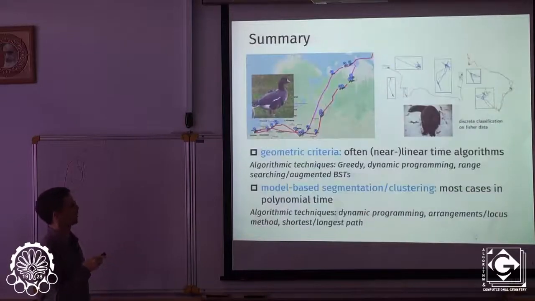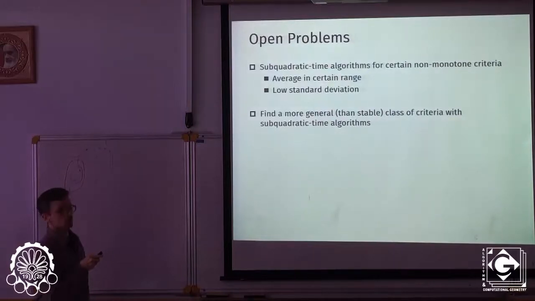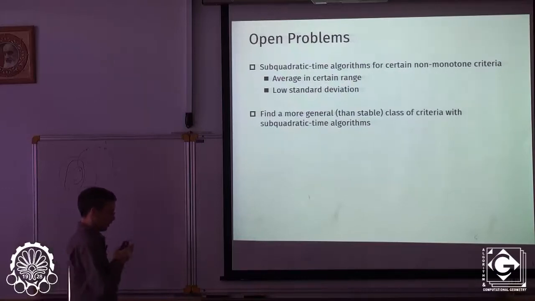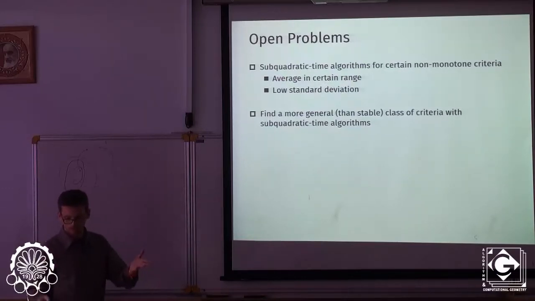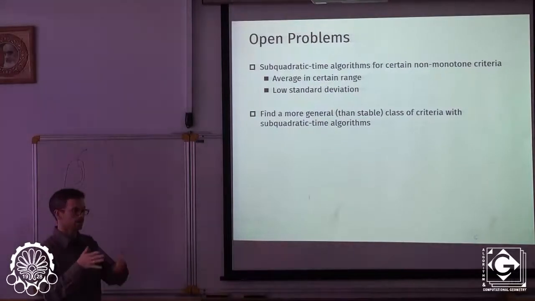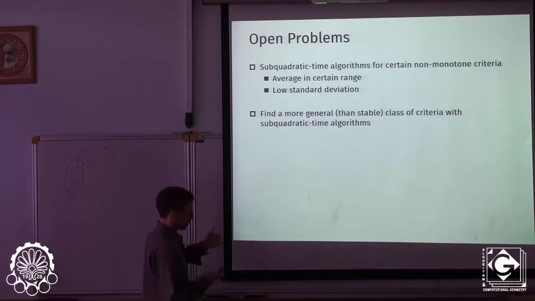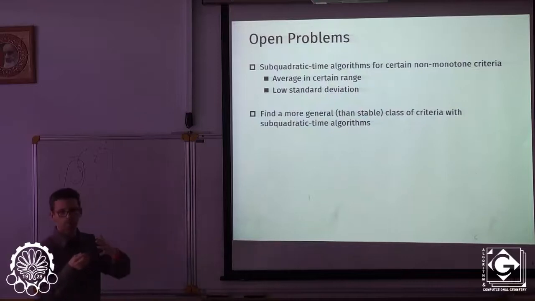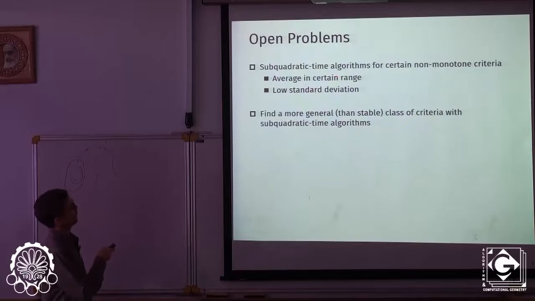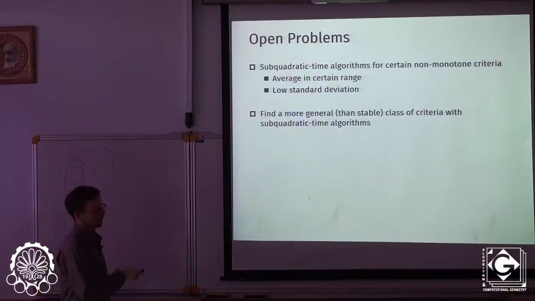And with this, I'd like to wrap up. Let me just put up one open problem. Stable criteria are a large class of criteria, so we can handle increasing and decreasing ones. We have efficient algorithms for those, but in general we don't. There's still some class in between where it would be nice to have efficient algorithms, because it's an important class, but I don't know how to handle them. Those are essentially settings where you have an average or standard deviation, because these are non-monotone.